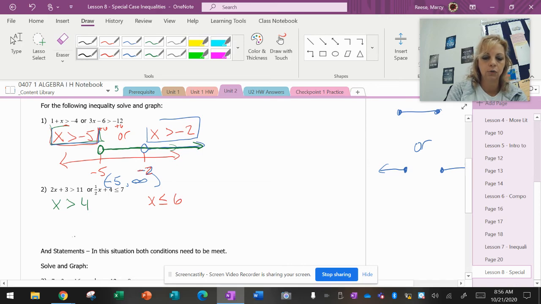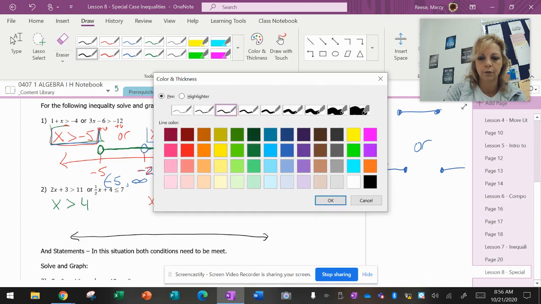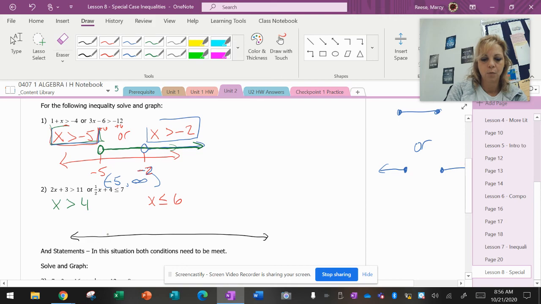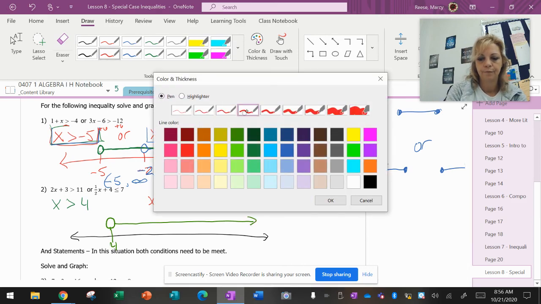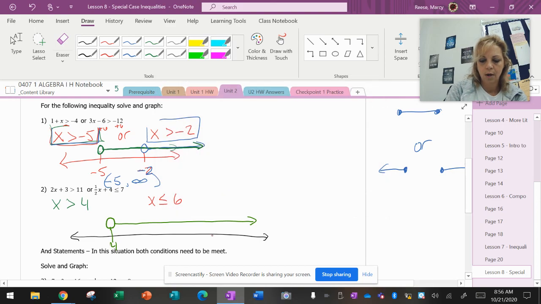Okay, so let's color coordinate them on a number line for us. So let's start with the green one. Let's go a little bit thicker. And we're going to say, okay, I got 4 here. And this says x is greater than 4. So that means I've got everything that goes greater than 4. Or I've got 6 here. And it includes it, right?